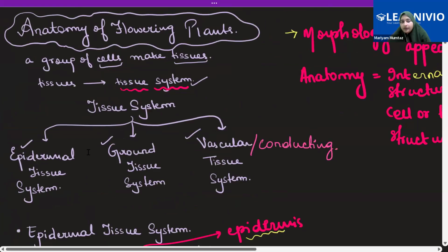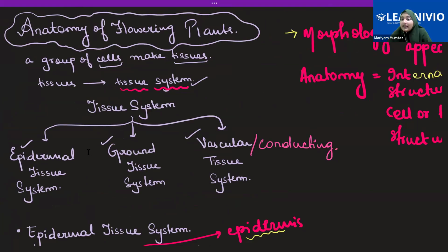So, everyone knows that a group of cells, when they come together and get assigned a specific work that they're supposed to do, we call that a tissue, right? And in the plant, there are tissue systems present. There are three major tissue systems present in plants: epidermal tissue system, ground tissue system, vascular tissue system.